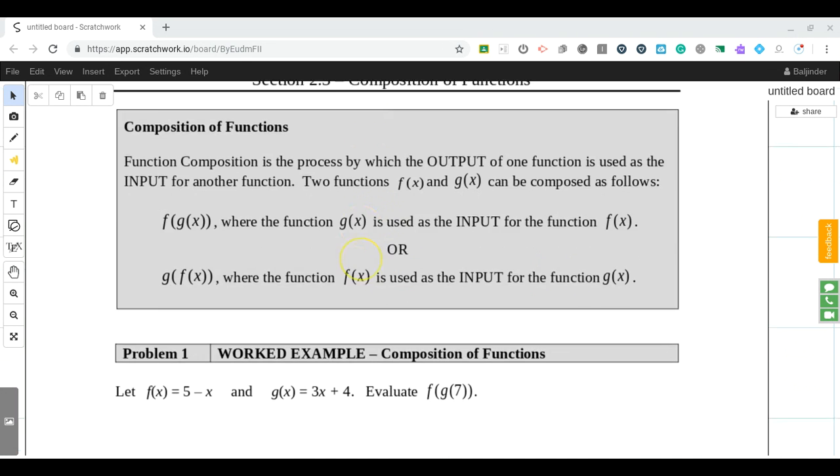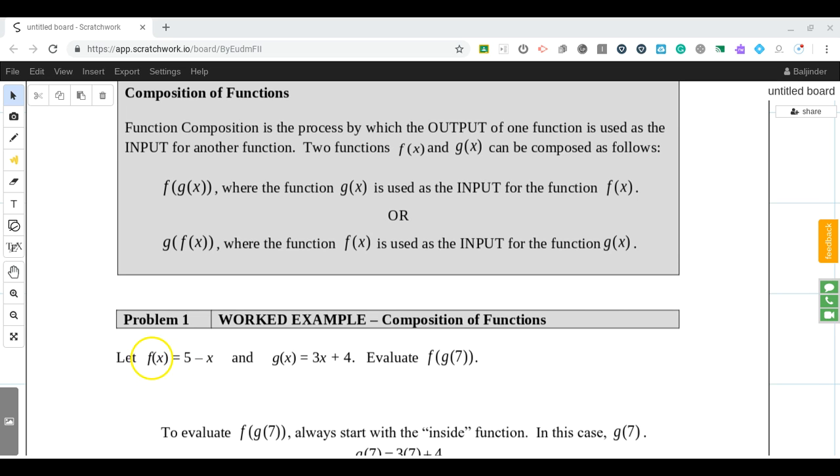This is actually a pretty easy topic, something we started working on a couple classes ago. When you have two different functions, for example, f of x is one of the functions and g of x is the other function, it's asking you to find f of g of 7. There's two things you need to do.